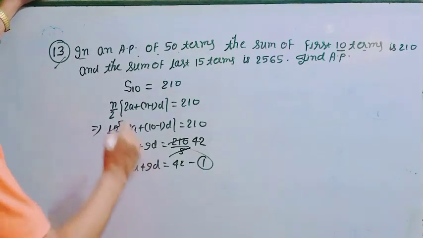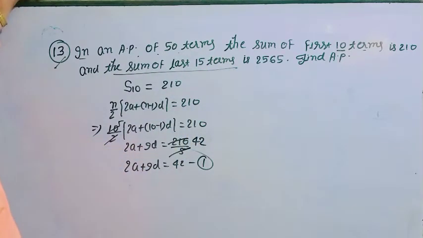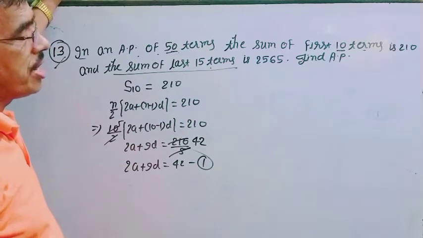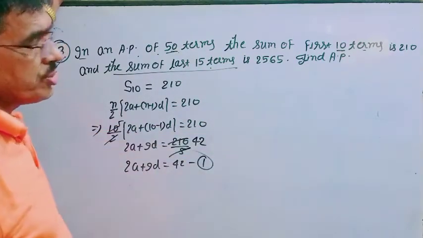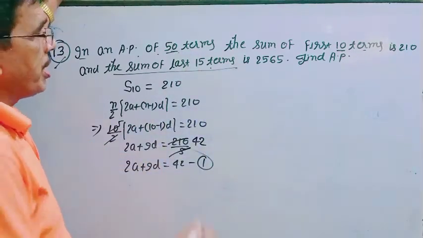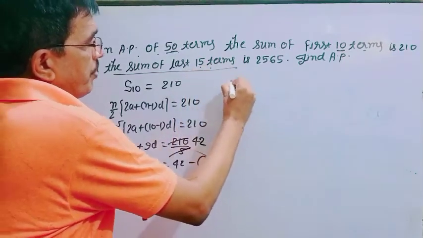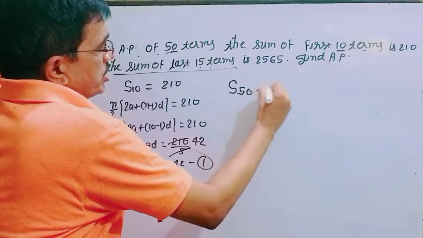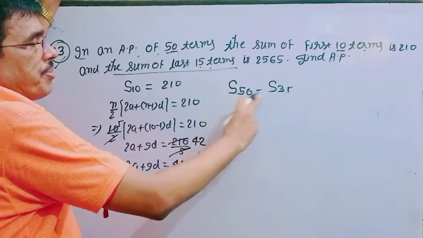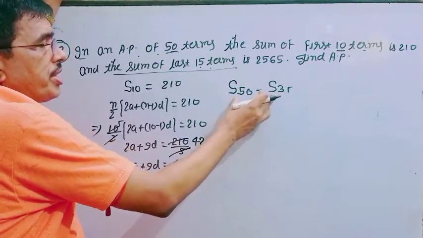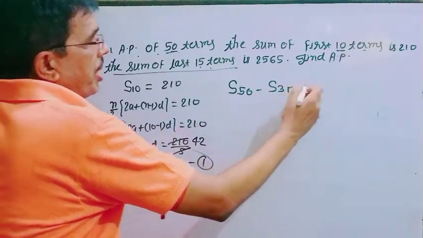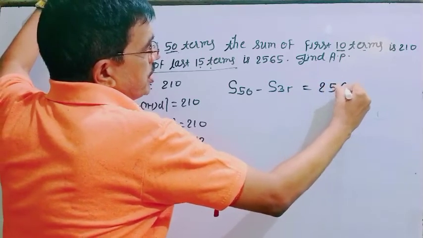But the second condition is the sum of the last 15 terms. That means there are 50 terms and the last 15 terms means from the 36th term to the 50th term, the sum is 2565. So dear student, if the question is given from the last, then how can you find this? It is only possible from S50, you subtract S35. That means the sum of 50 terms minus the sum of 35 terms, then you get the remaining 15 terms from the last. So S50 minus S35 you get 2565.